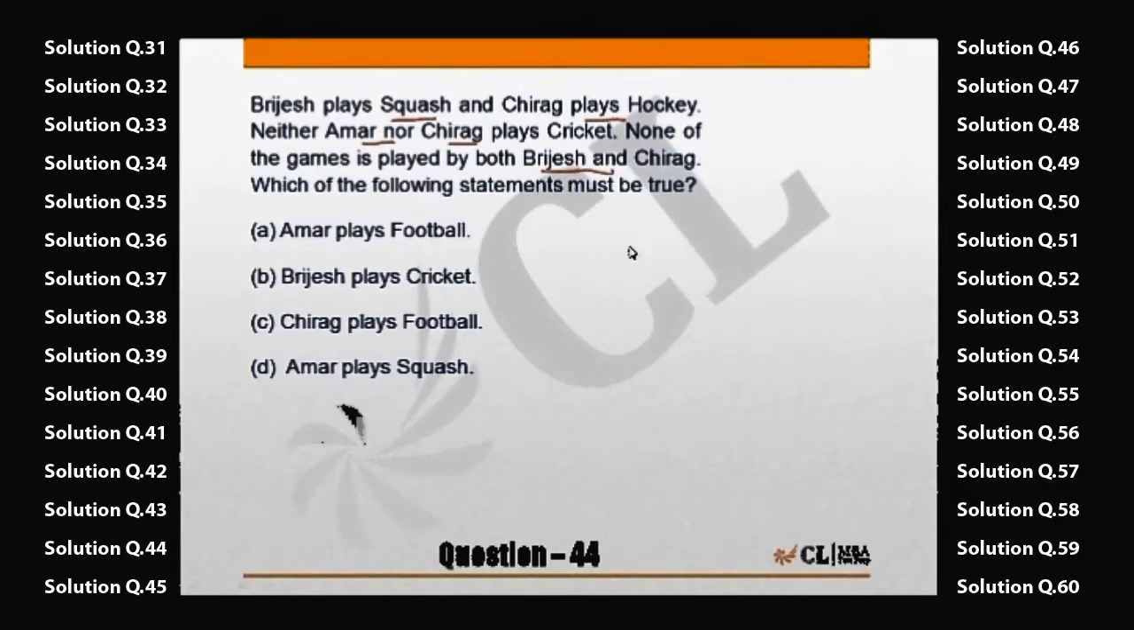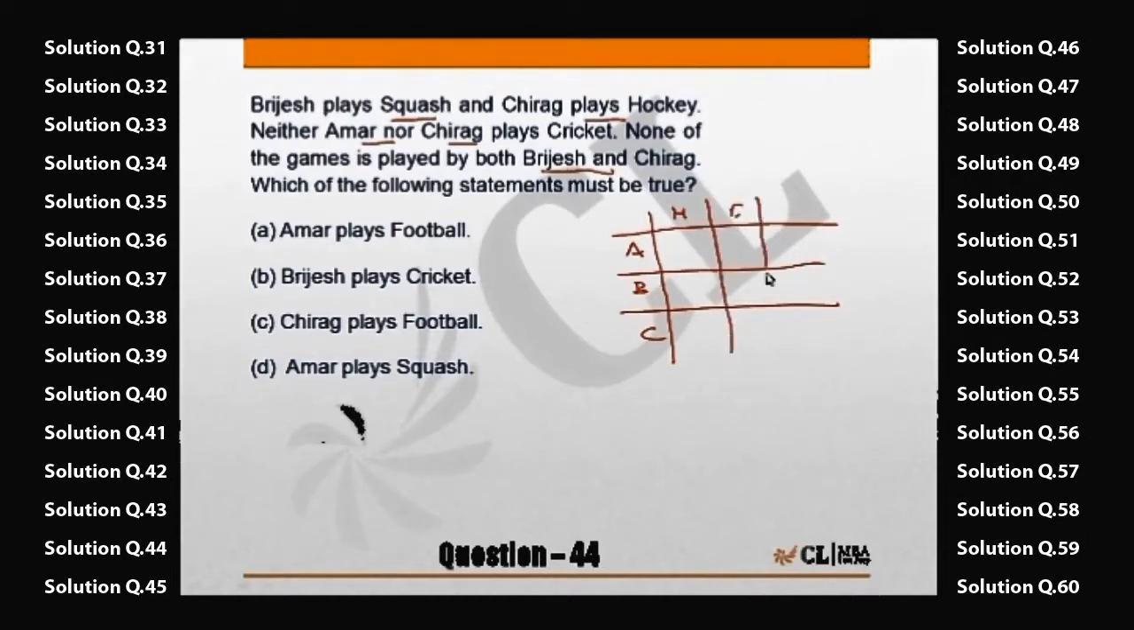Let's just jot down what has been given out here. A, B and C. We have hockey, we have football, we have cricket, and the fourth game is squash. Chirag plays hockey. Brijesh plays squash. Because he plays squash, he cannot be playing football, because if you remember, a person who plays football cannot play squash. So since Brijesh plays squash, he cannot be playing football.